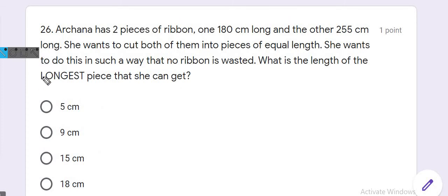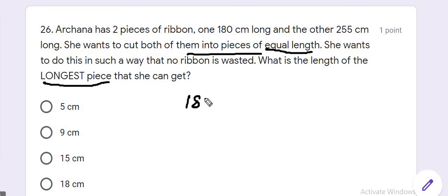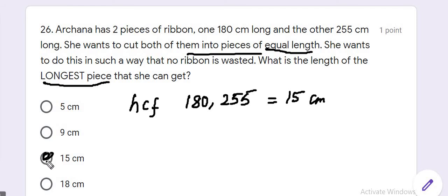Question 26. Archana has 2 pieces of ribbon, one 180 cm long, the other 255 cm long. She wants to cut them into pieces of equal length, in such a way that no ribbon is wasted. What is the longest piece that can be got? So we have to divide them into equal pieces. As equal divisions are to be done, we always find the HCF. So the HCF of 180 and 255 is 15 cm. So option C is correct, that is 15 cm.